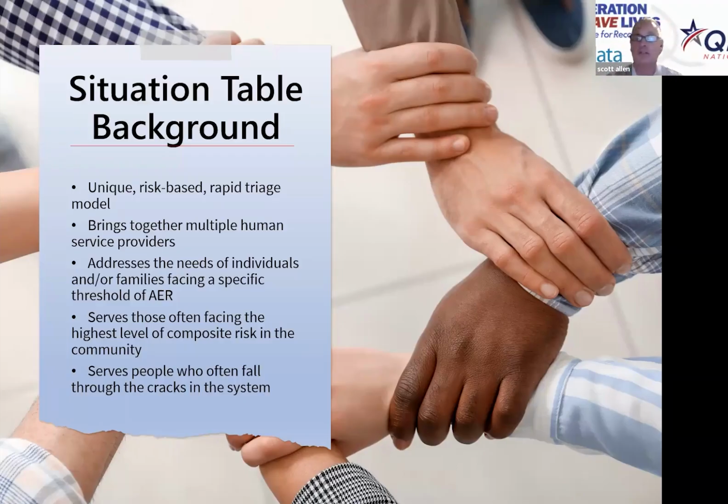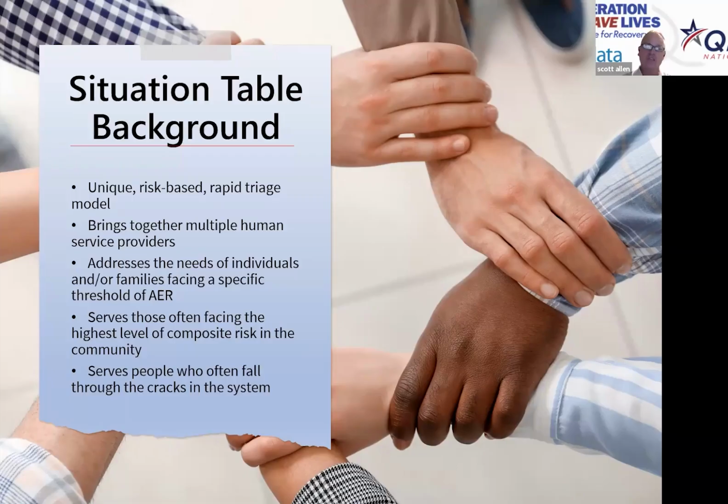Think of adverse childhood experiences. Mom and dad are at risk because of substance use, alcohol use, mental health crisis. They've got 3 children. We should be providing wraparound services for those children through the table. So it very much complements those efforts.